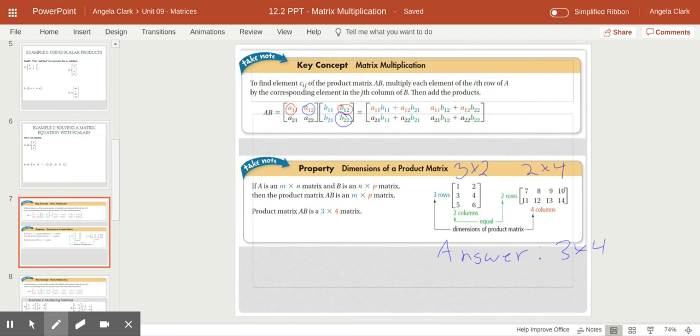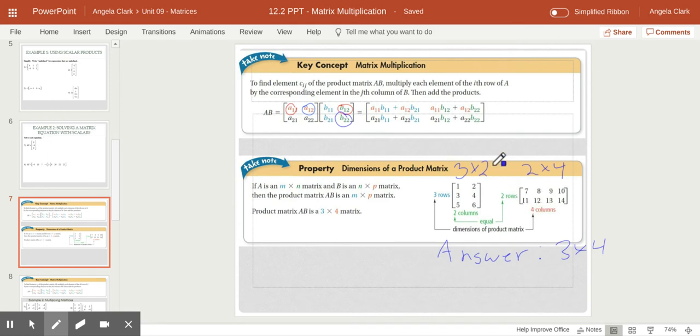So in the past with scalars, 2 times 3 equals 3 times 2. It doesn't matter which direction we did it in. 5 times 4 equals 4 times 5. It didn't matter. With matrices, it does matter. Order matters.